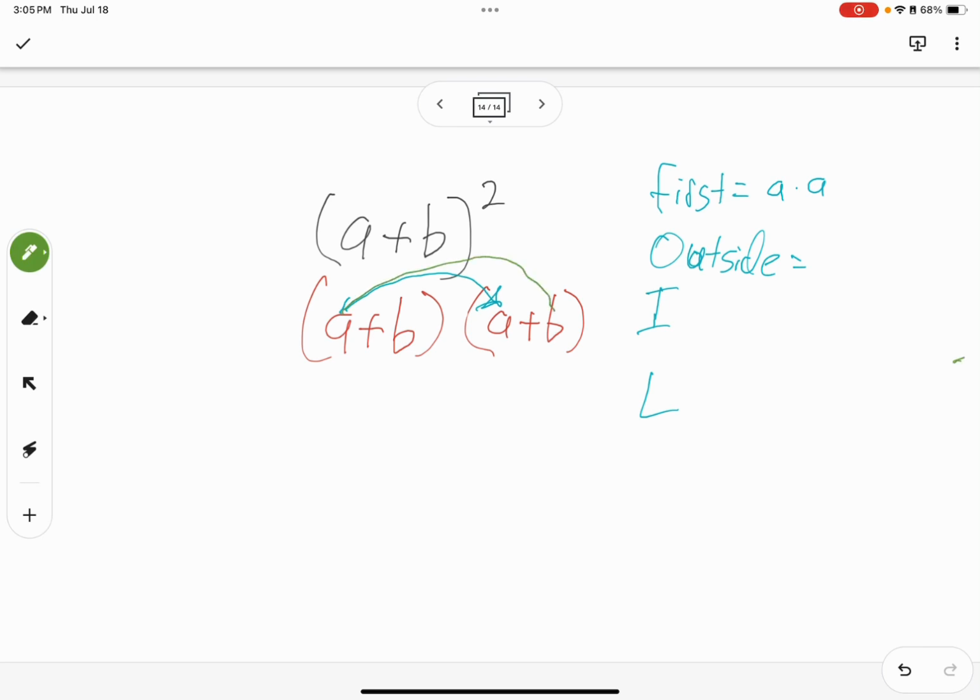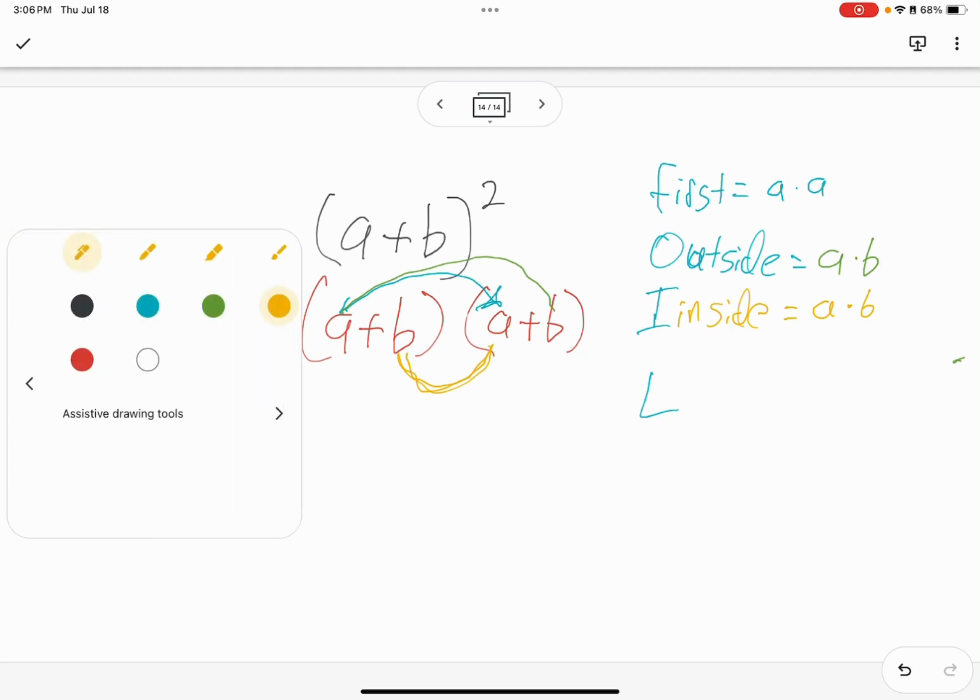So A times B, which again is the same thing as AB. And then the inside is this B times A. We could write it B times A, but remember that alphabetical order, A comes before B. And we'll show why that's important. So instead of writing it BA, I'm going to write it AB because of alphabetical order.